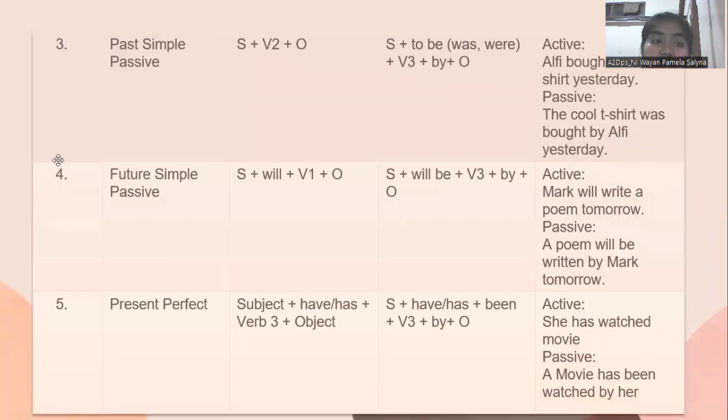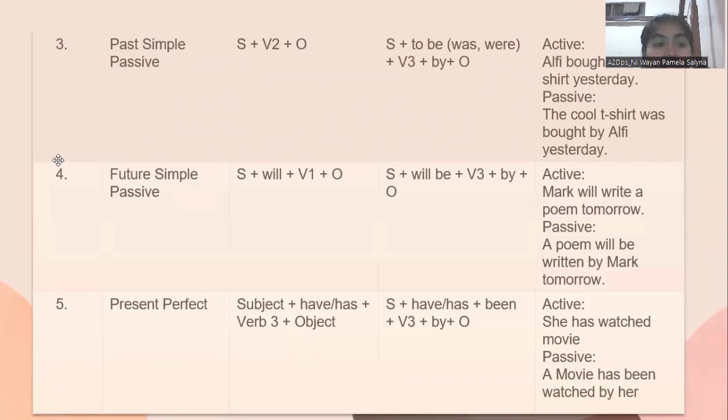Okay. Number three is past simple passive. The pattern for active voice is subject plus verb plus object. And for the passive voice, the pattern is subject plus to be plus verb three plus by plus object. For example, active voice: Alfie bought a cool t-shirt yesterday. And passive voice: the cool t-shirt was bought by Alfie yesterday.